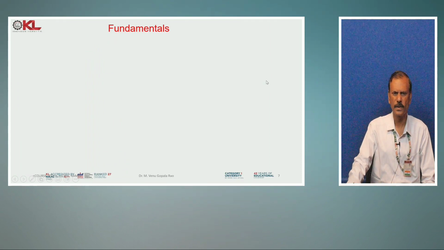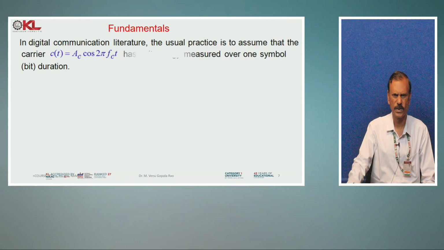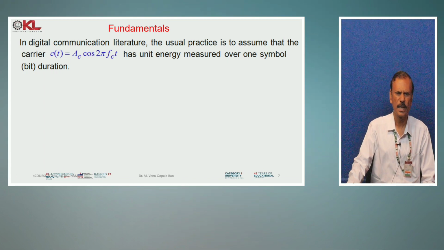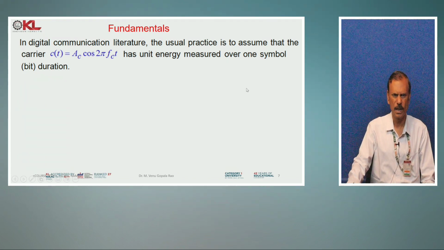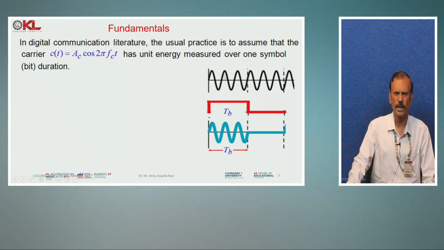So now, before actually going to the transmission, let us see the fundamentals. In digital communication literature, the usual practice is to assume that the carrier signal is an analog sinusoidal signal, generally represented by the mathematical equation c(t) = Ac cos 2 pi fc t, where Ac is the amplitude of the sinusoidal signal and fc is the carrier frequency, and it has unit energy measured over one symbol or bit duration.